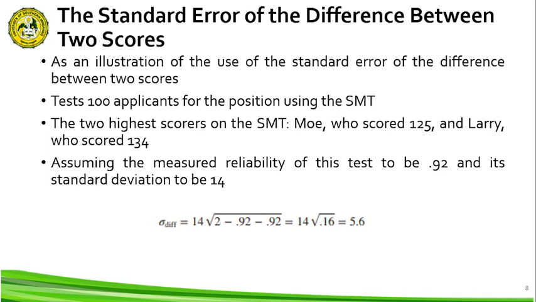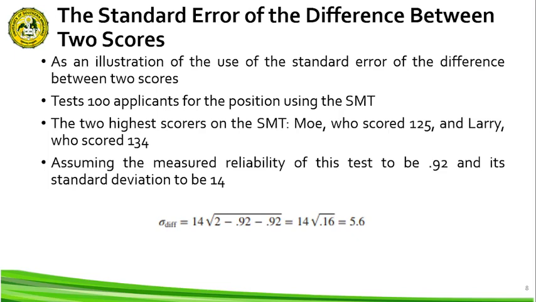So the personnel officer narrows the search for the vice president to the two highest scores on the SMT. So there are two people, Mo and Larry. Mo scored 125 and Larry scored 134. Assuming the measured reliability of this test to be 0.92 and its standard deviation to be 14, should the personnel officer conclude that Larry performed significantly better than Mo?